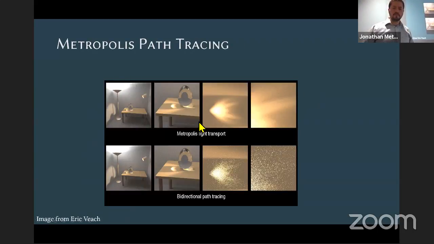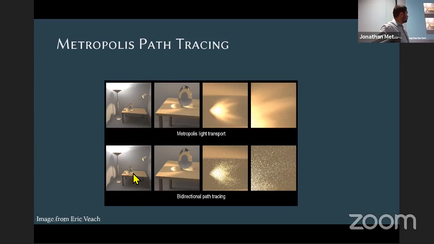And you can get some, so this is also a same time frame kind of deal. So given bidirectional path tracing, by using mutation, you can get better results for certain kinds of characteristics. If you look closely though, you'll notice that bidirectional path tracing has much better convergence in the edges over here, underneath the table.